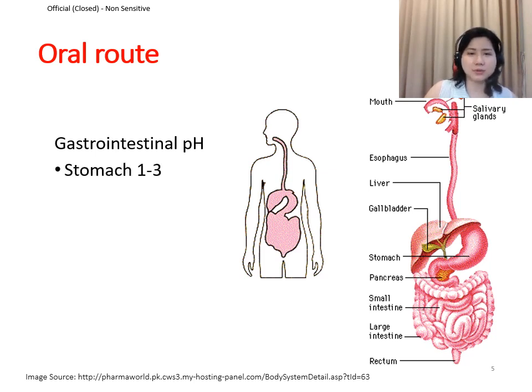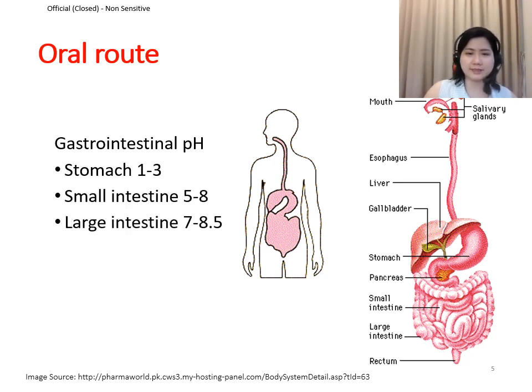The pH is most acidic in the stomach, followed by the small intestine, then the large intestine, which is slightly alkaline. So, if a drug is inactivated or destroyed by acid, then the drug may require a special coating to protect it until it gets into the intestines.